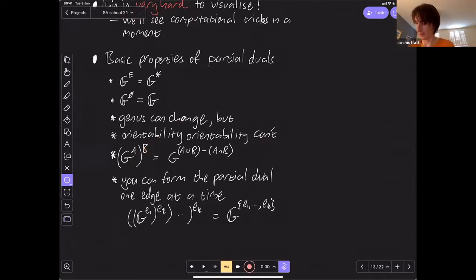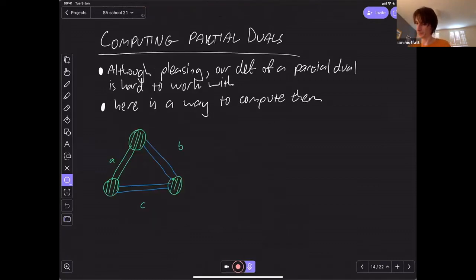The relation: if I dual some edges, then dualize some other edges, so I dual with respect to the set A, then the set B, whenever I dual an edge twice, I'm back where I started. So I'm going to end up with the symmetric difference here. And this means in particular that I can always form the partial duals with respect to one edge at a time. So, fast properties, we'll see them in action soon.